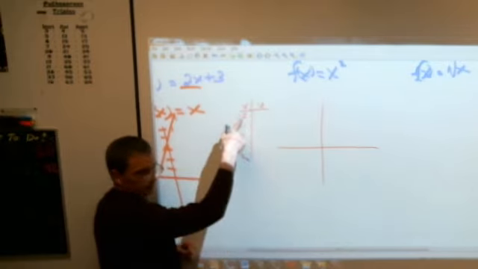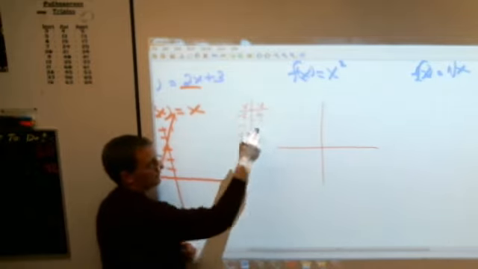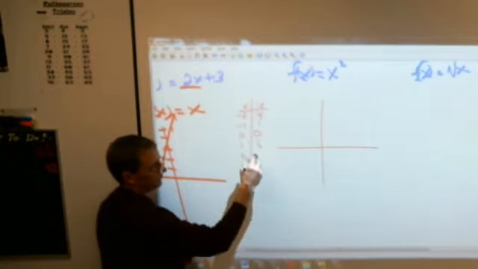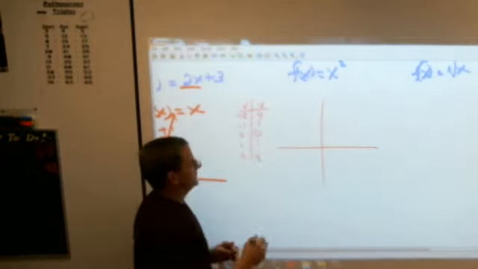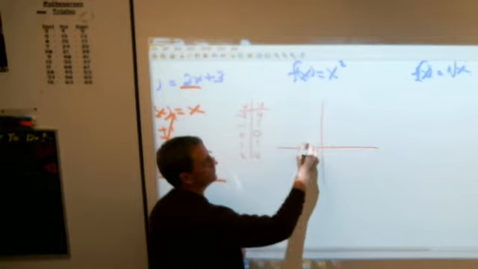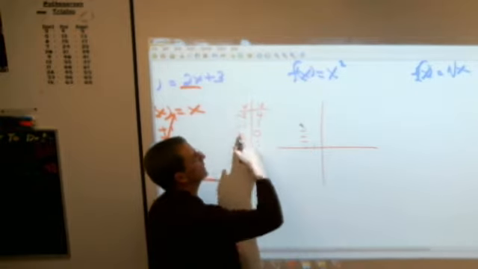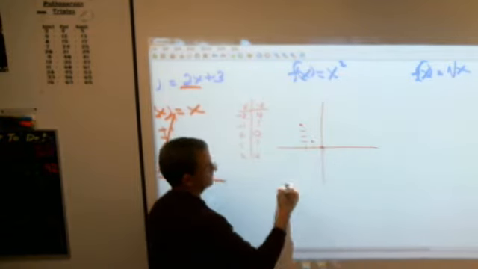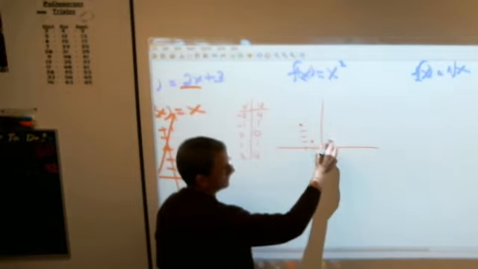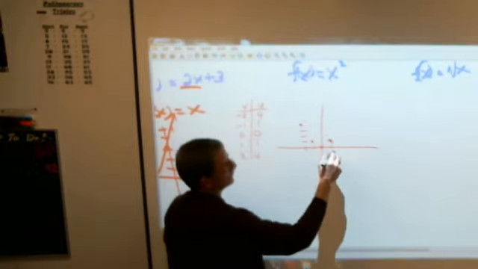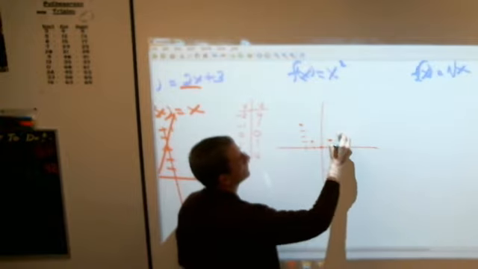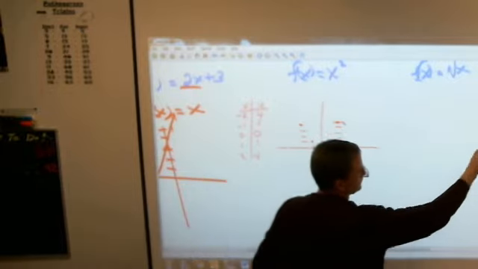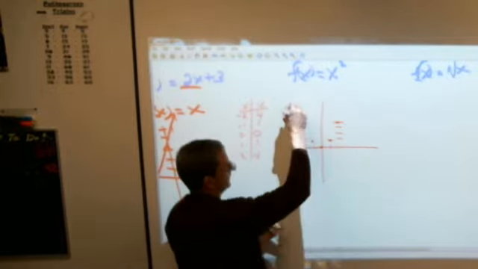What is -2 squared? 4. What's -1 squared? 1. What's 0 squared? 0. What's 1 squared? 1. What's 2 squared? 4. Alright, so if I'm graphing this, it looks like this. Here is -2, 1, 2, 3, 4. -1, 1 looks like this. 0, 0 looks like this. 1, 1 looks like this. And 2, 4 looks like this. If I connect those proverbial dots, this is the graph I get.